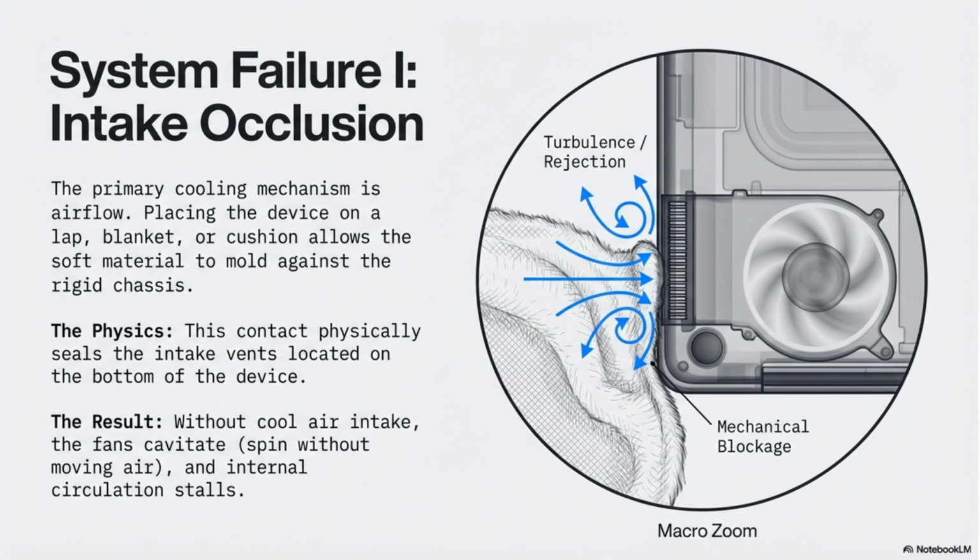System failure 1 is intake occlusion. The primary cooling mechanism is airflow. Placing the device on a lap, blanket, or cushion allows the soft material to mold against the rigid chassis. This contact physically seals the intake vents, leading to mechanical blockage. Without cool air intake, the fans cavitate and internal circulation stalls.